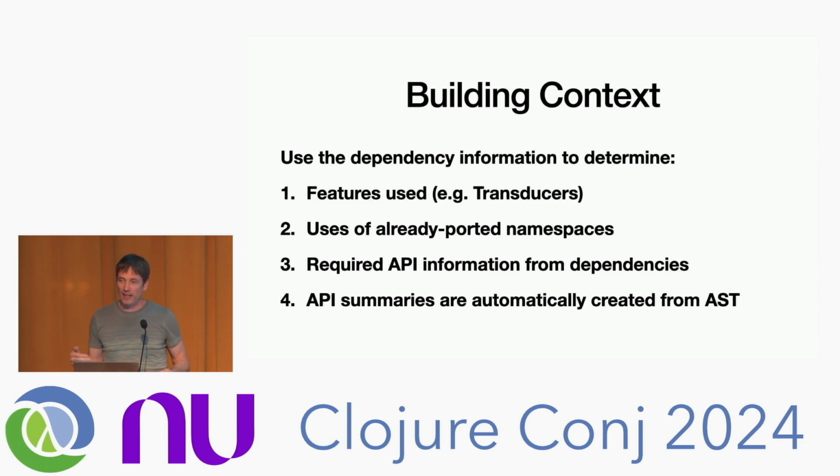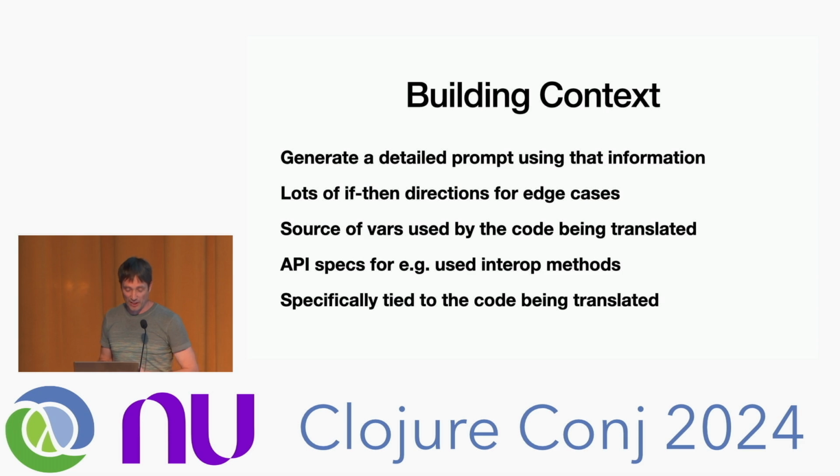And any dependencies that the code is using, I can just get the API information straight out of IntelliJ. And those summaries are automatically created. It's not something that I have to be maintaining by hand in my prompts. And then I just generate a detailed prompt using all of that. Lots of if-then cases for all of these cases, depending on what I found. I can add the source code of the vars that are directly referenced, so that the LLM can see what this call in the code that's being translated is actually doing. API specs for the interop methods or function signatures, and all of this is specific to the code that I'm translating.